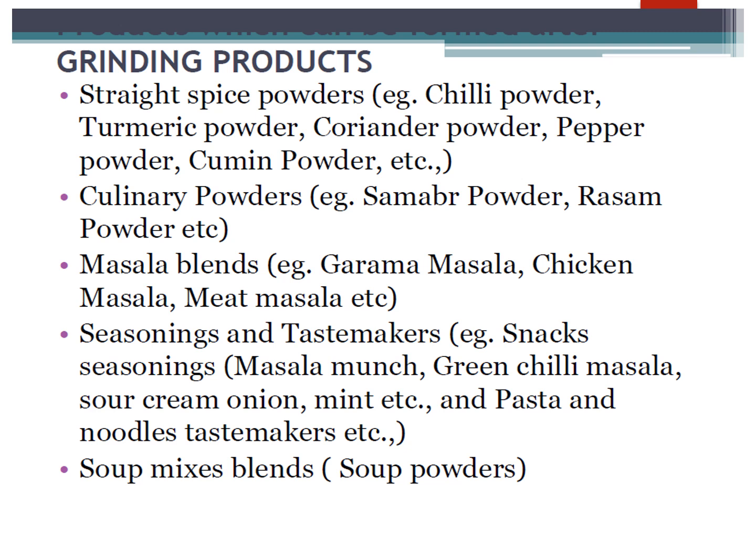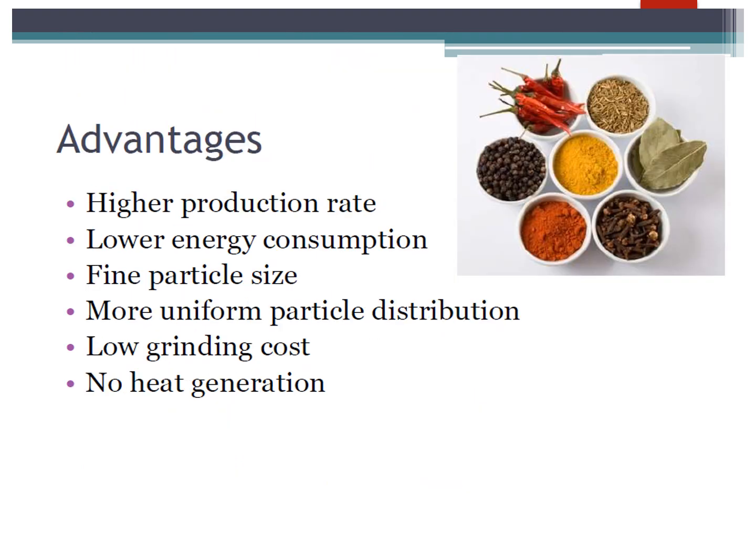Seasoning and taste makers. Example, snack seasonings: masala munch, green chili masala, sour cream onion, mint, etc. And pasta and noodles taste makers, etc. Soup mixes, blends. Soup powders. Advantages of grinding the spices: higher production rate, lower energy consumption, fine particle size, more uniform particle distribution, low grinding cost, no heat generation.